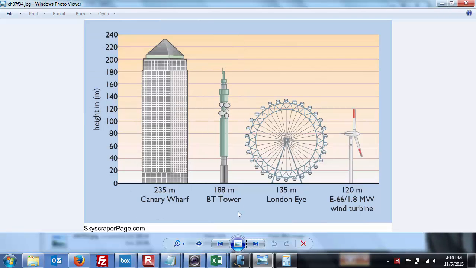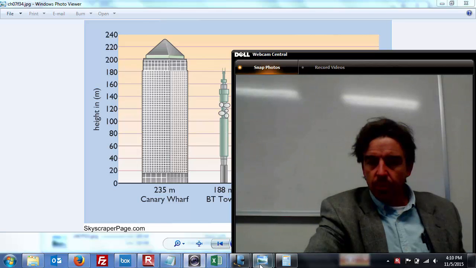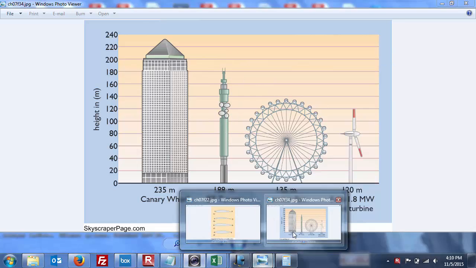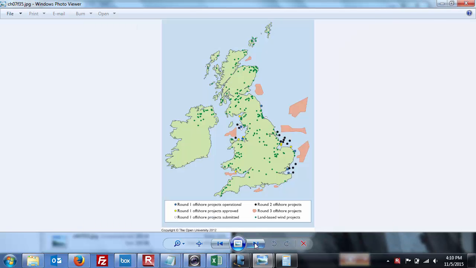Okay, so let's look at the economics now. All right, so what we're looking at here is just where you might get the most bang for your buck. This is in 7.8, but let me just read a little bit from 7.7 before we get too far ahead of ourselves.